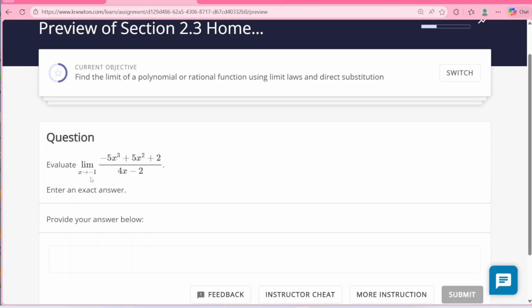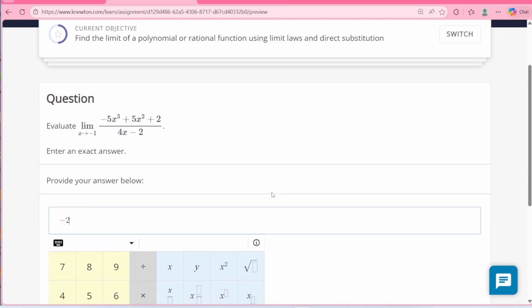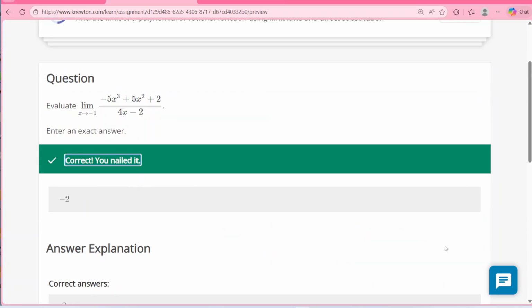But, -1, x is approaching -1. And again, these are polynomial over polynomial. When x approaches -1, the denominator would not be approaching 0. It would be approaching 4 times -1, which is -4, minus 2. That's -6. So -6 in the denominator, and -1 cubed is -1. -1 squared is +1. So you have 5 plus 5, plus 2. You got 12 in the numerator, -6 in the denominator. So again, -2, right? And not always -2. Please know that. So yeah, this would be approaching -2 as x approached -1.